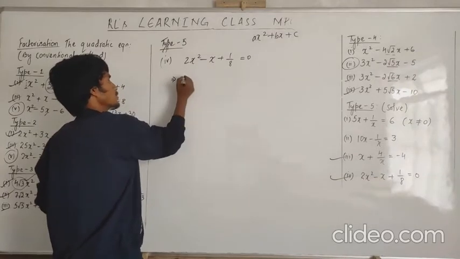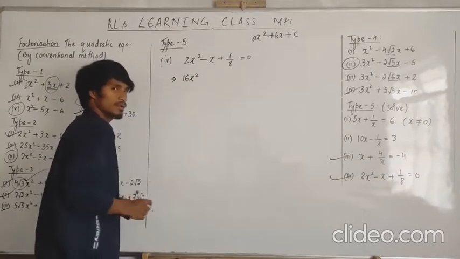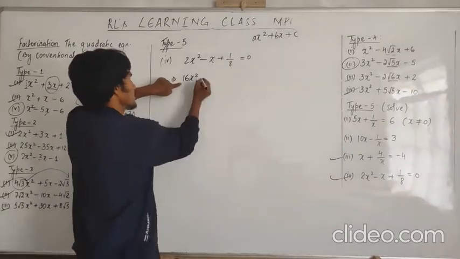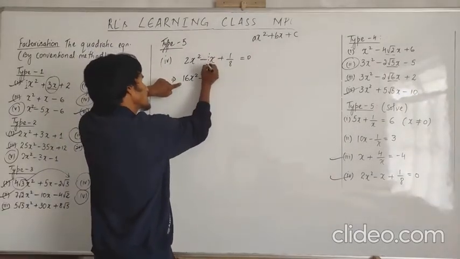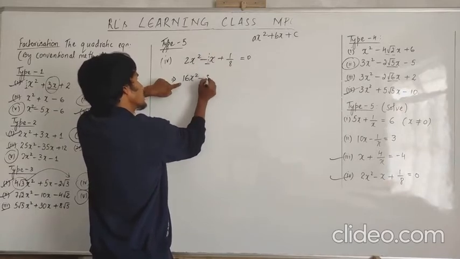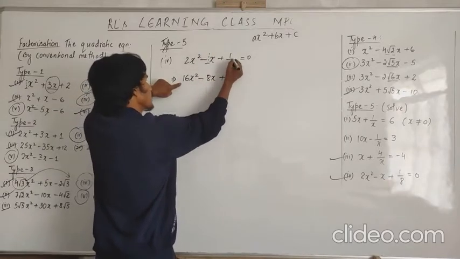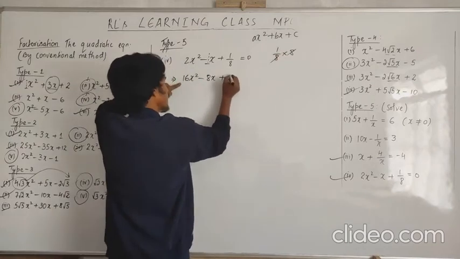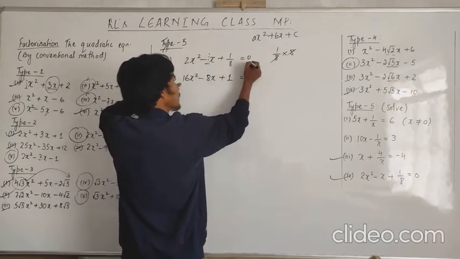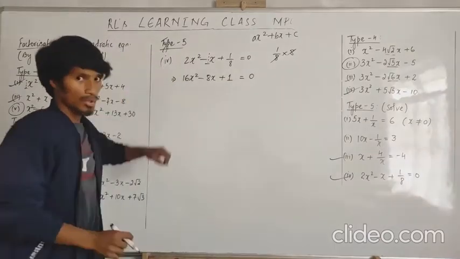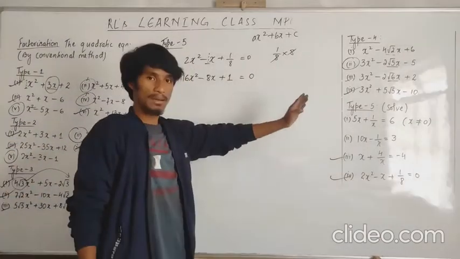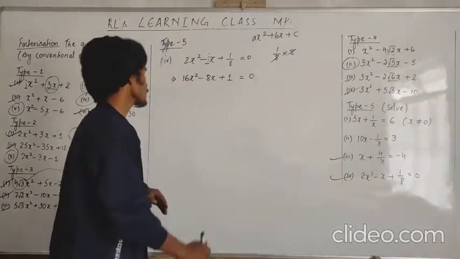Then 8 into 2x squared will be 16x squared. But here there's always 1, then 8 into x will be 8x. Then here it will be 1 by 8 into 8, and 8 and 8 cancel, and left here only 1. Then 0 into 8 will be 0. Once we multiply, it means multiplying all the terms present in this equation.